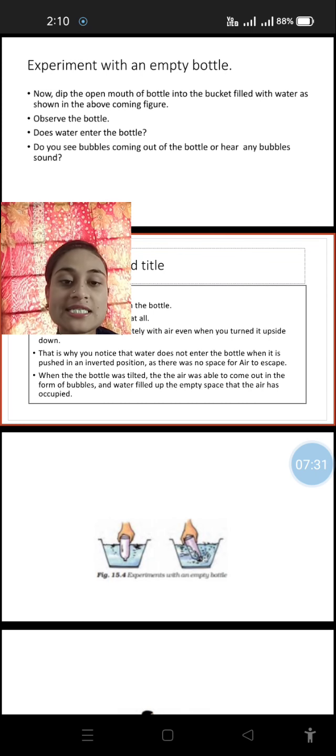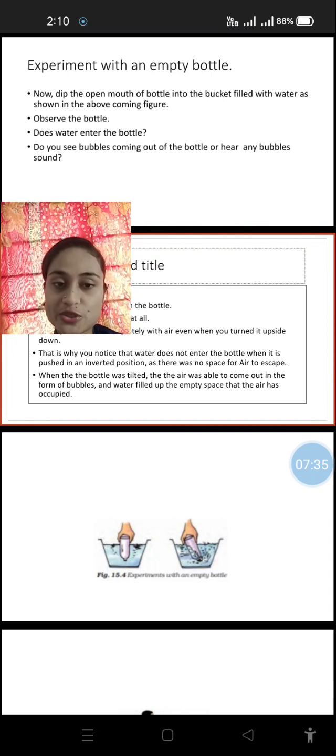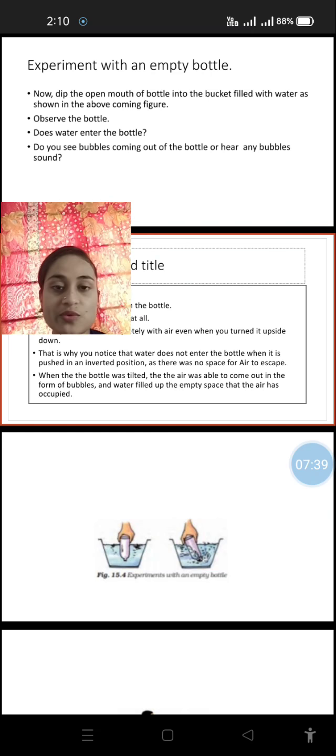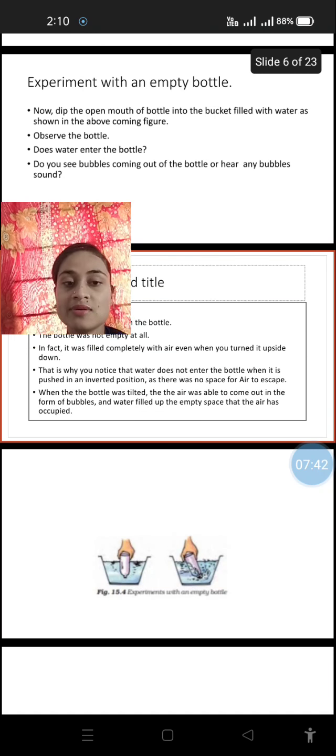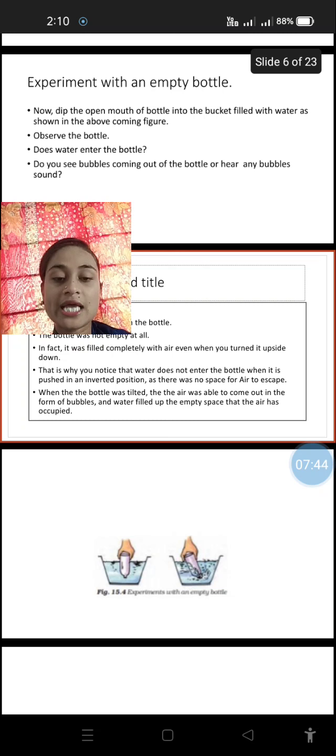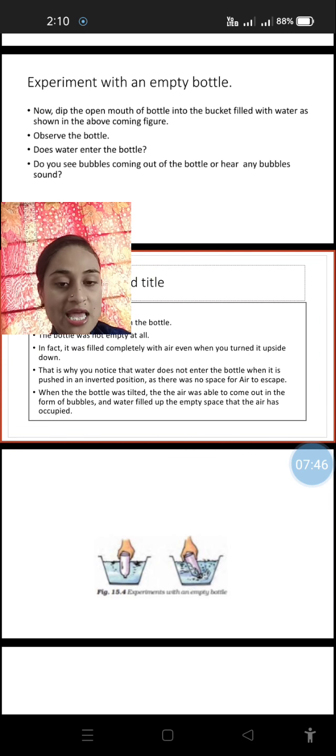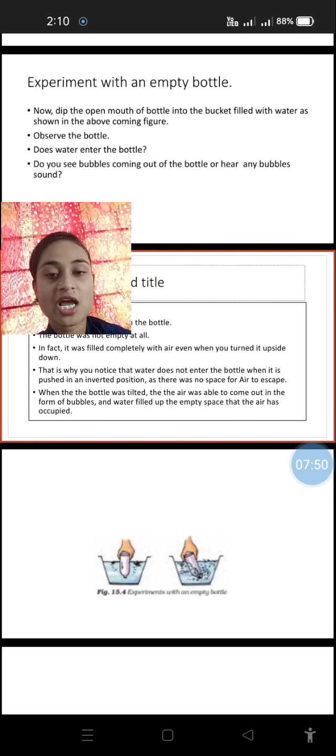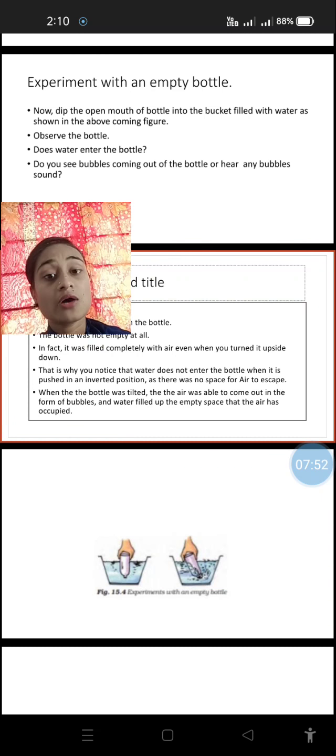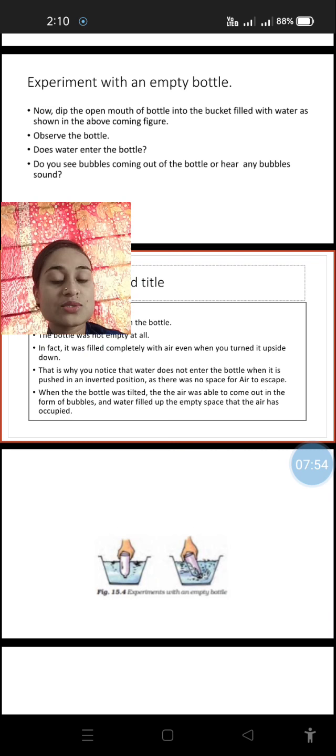When the bottle was tilted, the air was able to come out in the form of bubbles. The water filled up the empty space that the air had occupied, as we had already seen that the bottle was not empty. When we kept that bottle upside down, filled with water, the bubbles started coming out of the bottle.